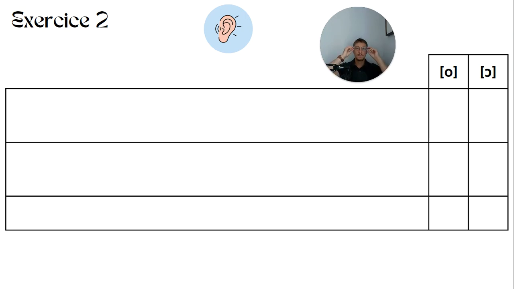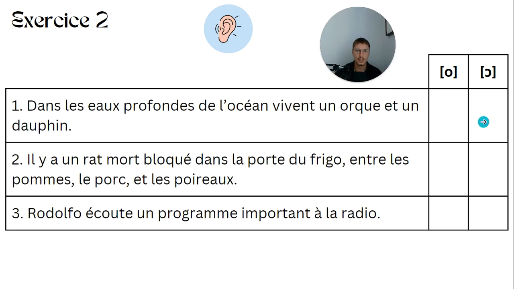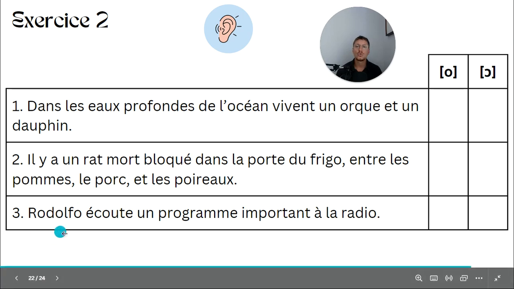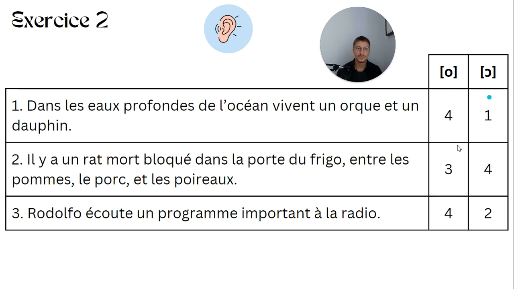Ça va? Before showing you the answer, here you have the sentence, if it can be helpful for you. Dans les eaux profondes de l'océan vivent un orque et un dauphin. Il y a un rat mort bloqué dans la porte du frigo, entre les pommes, le porc et les poireaux. Rodolfo écoute un programme important à la radio. Ça va? Si ça va, on regarde la solution.